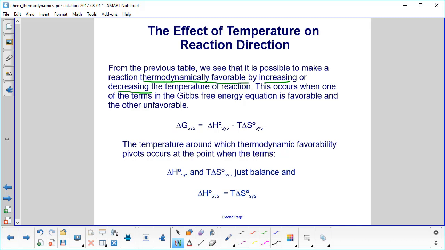This occurs when one of the terms in the Gibbs free energy equation, okay, you have the enthalpy term here and the entropy term, when one of them is favorable and the other unfavorable. The temperature around which this pivots occurs at the points where the terms delta H naught system and T delta S naught system just balance, and delta H naught system equals T delta S naught system.